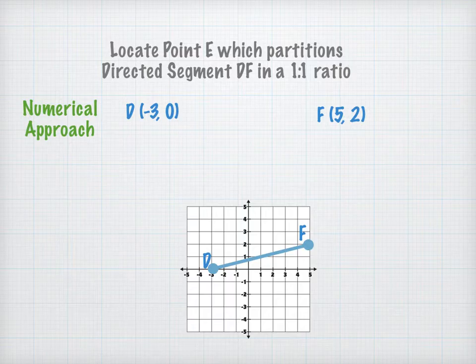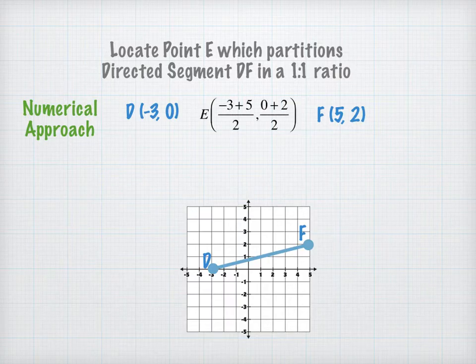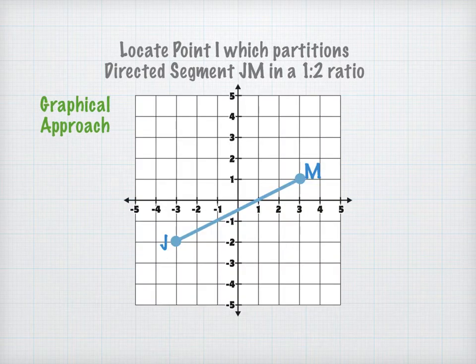And so the midpoint is found by averaging your x coordinates and averaging your y coordinates. In other words, add the x coordinates, divide by 2, add the y coordinates, divide by 2. Now simplify your fractions. I have 2 over 2, and then the y coordinates are also 2 over 2. So the coordinates for point E are 1, 1. And that's using a numerical approach. And this was an interesting numerical approach because when we're talking about a 1-to-1 ratio, we really want the coordinates of the midpoint.